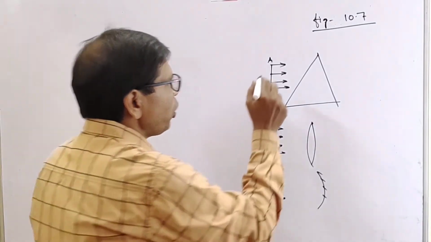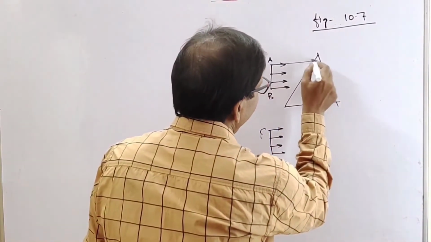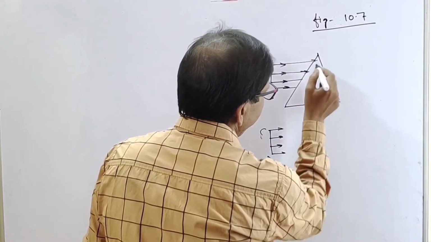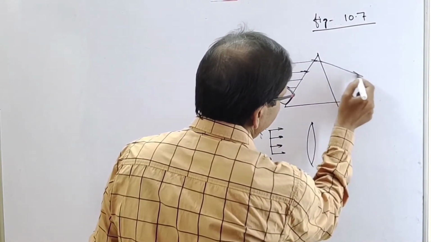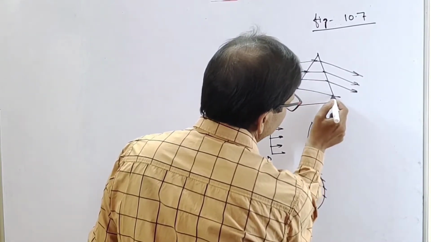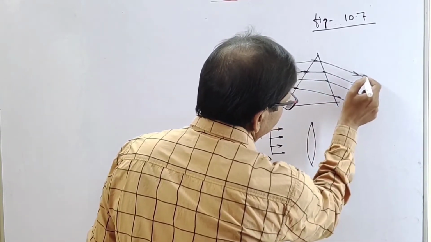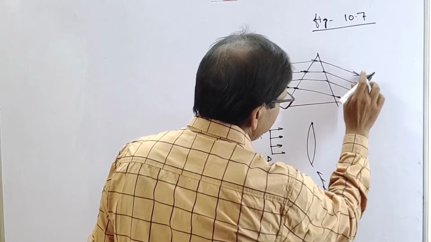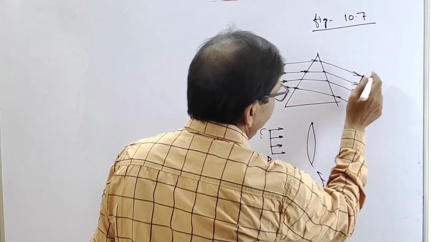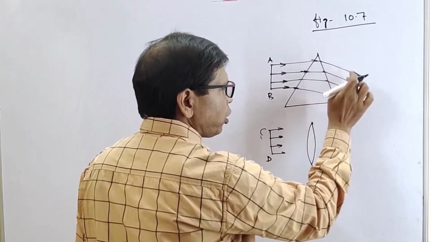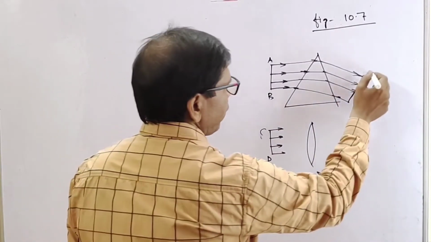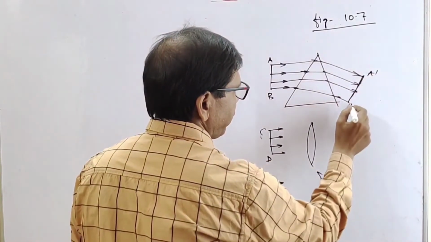Now look at this. We know the parallel rays are incident on the prism. After refraction, they bend towards the base, and the rays become parallel. So the refracted wavefront becomes plane and it is inclined at this angle, because this line is perpendicular to this and this. So this is the refracted wavefront, A dash B dash.